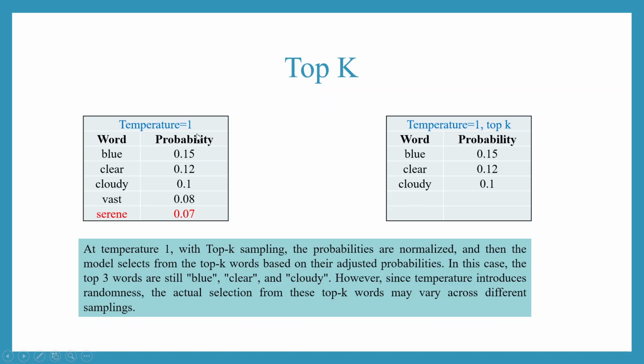Top K, temperature is equal to 1, and top K approach. At temperature 1, with top K sampling, the probabilities are normalized, and then the model selects from the top K words based on their adjusted probabilities. In this case, I have specified K is equal to 3. So the top 3 words are blue, clear and cloudy. The last two are not selected as their probabilities are less. However, since temperature introduces randomness, the actual selection from these top K words may vary across the different samplings.